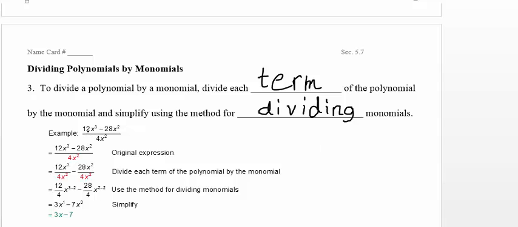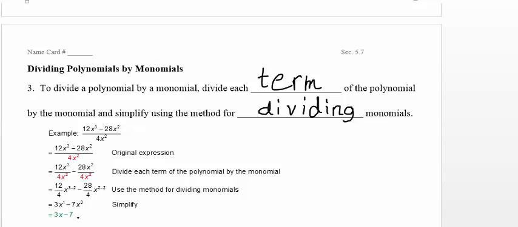So if I want to divide 12x cubed minus 28x squared by 4x squared, then I do that by dividing the 4x squared into 12x cubed using the methods we just used on the previous 3 problems, and then subtracting from that 28x squared divided by 4x squared. And again, using the methods of dividing monomials, I simplify, and then I make sure I leave my final answer in an accepted simplified form.